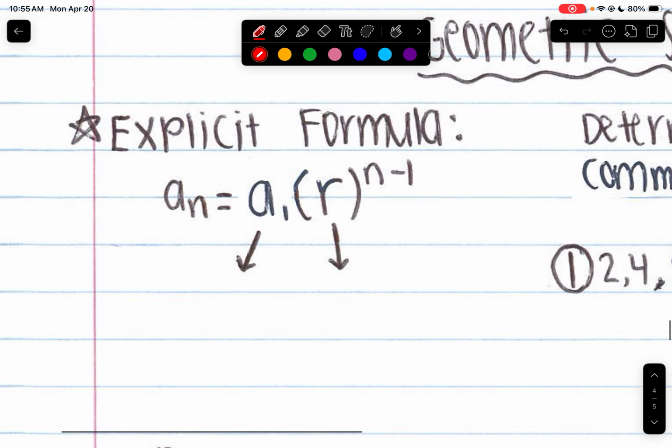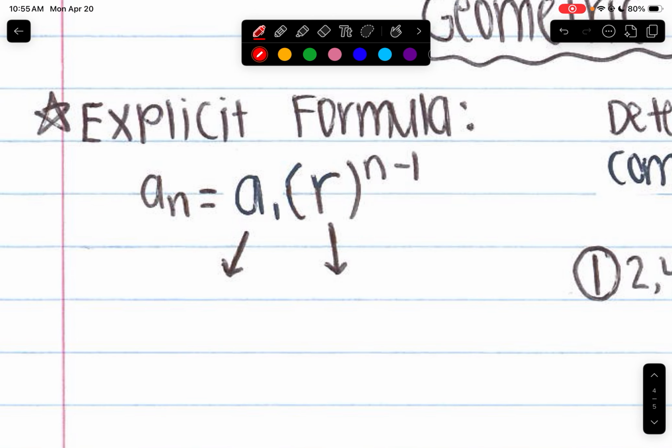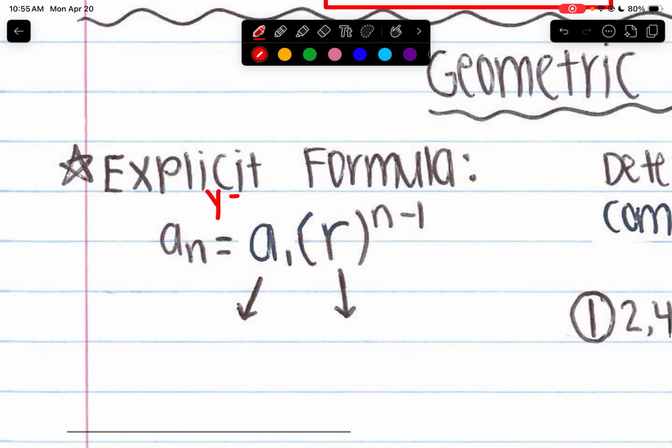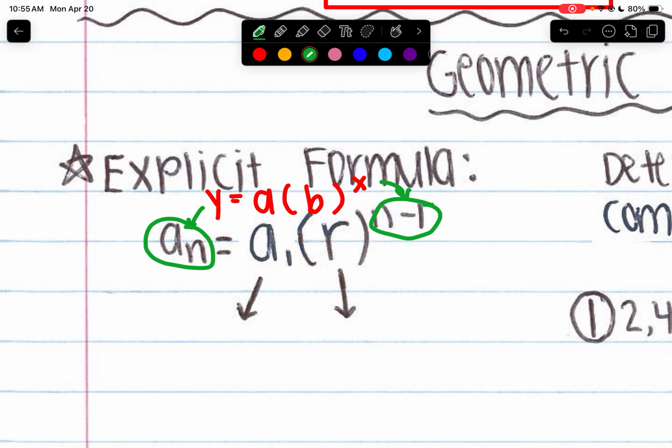So the geometric sequence formula, the explicit formula, looks like this. It's very intimidating, but it's kind of like exponential. So from earlier, I don't know if you remember the y equals a times b to the power of x. You can treat the a_n like a y, and you can treat this n minus 1 like the x. So these are just like x and y. I know they look a lot more complicated than x and y, but what I'm saying is you leave those alone for now. We're not going to really mess with the y and the x in this problem.